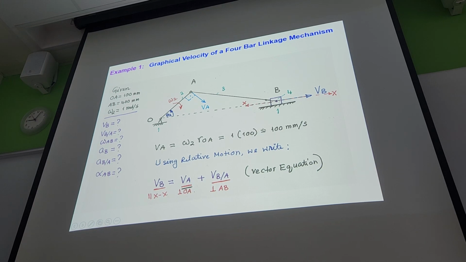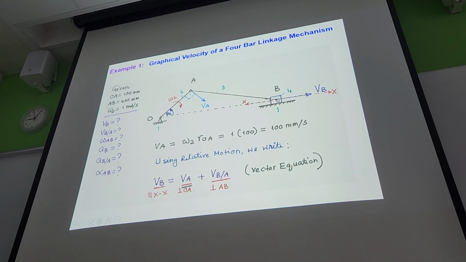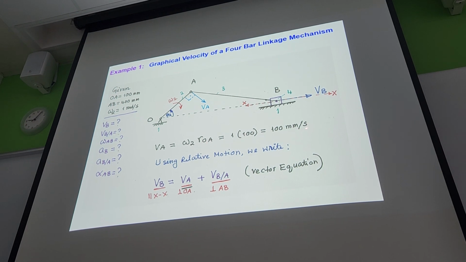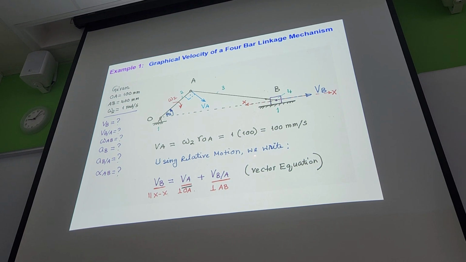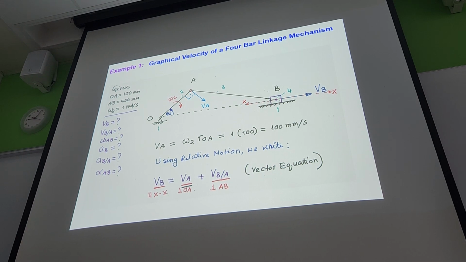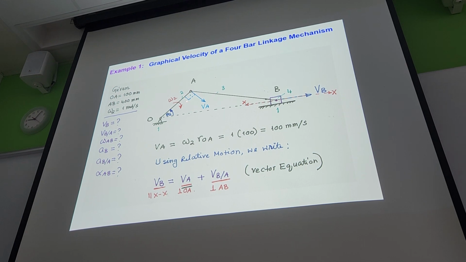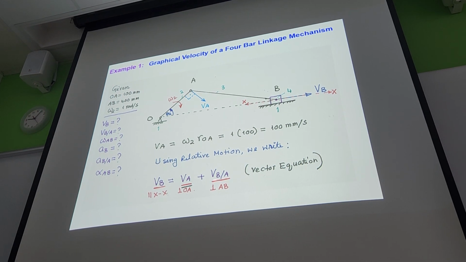...is the linear velocity and the linear acceleration at point B. So at point A, we found our velocity is given by omega times ROA, 1 times 100, that's 100 millimeter per second. And now using the relative motion relationship vectorially, we can write the velocity at point B equals velocity at point A plus B relative to A.